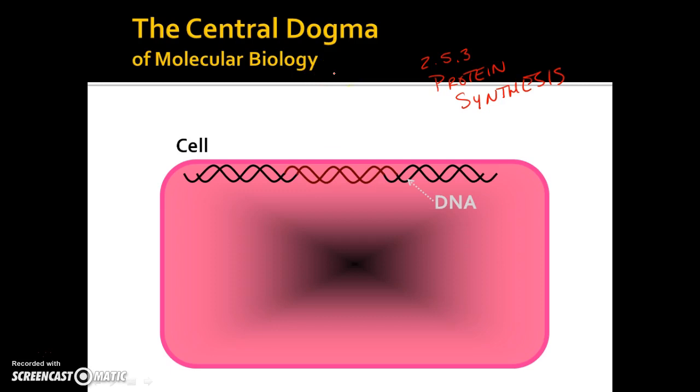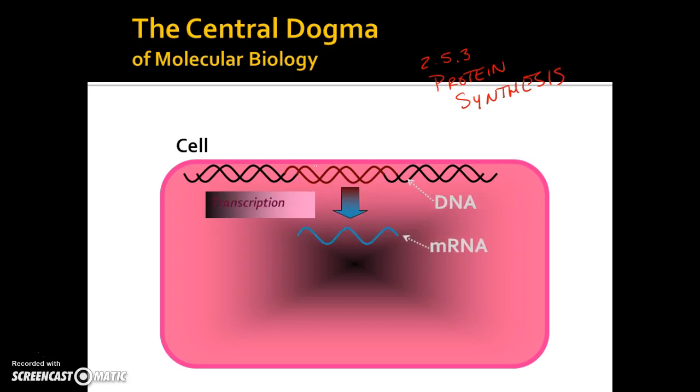Protein synthesis is called the central dogma of molecular biology. This is what everything else in molecular biology is based around. In our nucleus we have a DNA molecule, and within this DNA molecule, we have a gene, some segment of that DNA that is going to code for a protein.